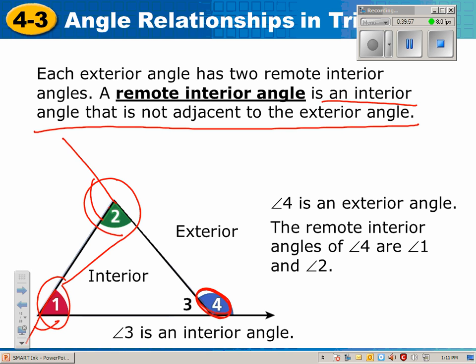If I look up here and extend this side out at 2, so that now I'm looking at this angle 5, what would be the 2 remote interior angles? If I'm looking at angle 5, 1 and 3. Remote interior, Jonathan, be careful, 4 is an exterior.